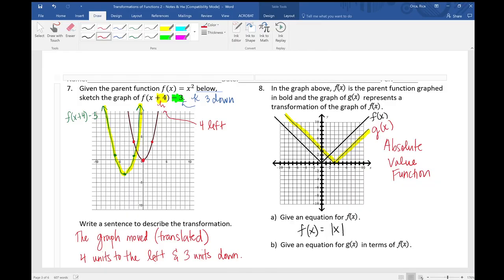If we look at the difference between f of x and g of x, notice how the difference between the two functions is that g of x moved 3 units to the right. And because it moved 3 units to the right, the function is going to be g of x equals the absolute value of (x minus 3). So it's inside of the absolute value bars because we moved 3 units to the right. And the 3 is negative because we have to do the opposite of what we see.